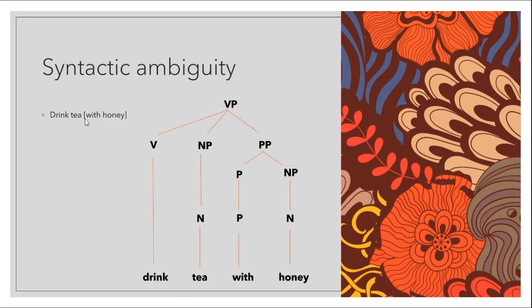The second meaning is the honey is separated from the tea. So here we will see that this PP is no longer a constituent with the NP; it became a constituent by itself, and the NP is a constituent by itself. Okay, so try to do more examples like that, because the teacher could put them in the exam.